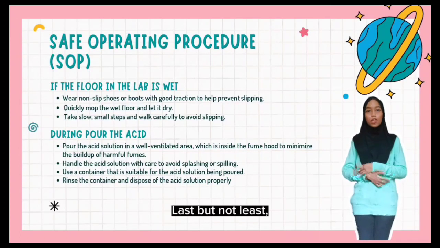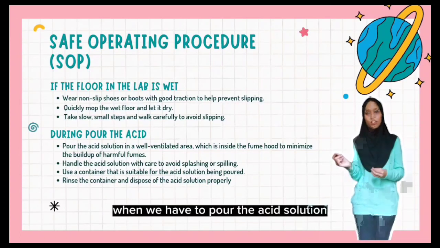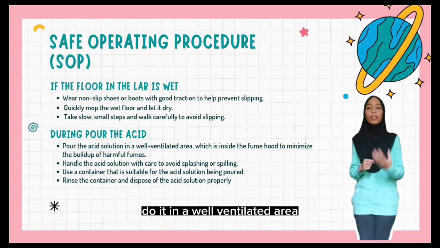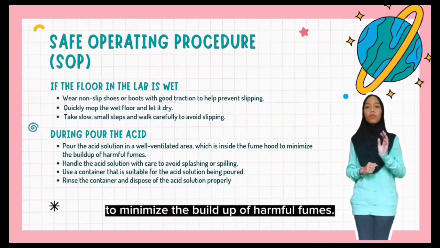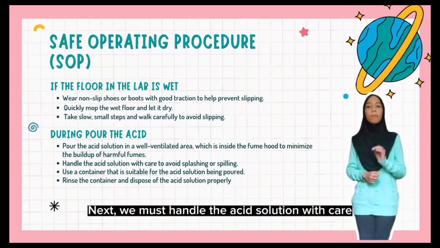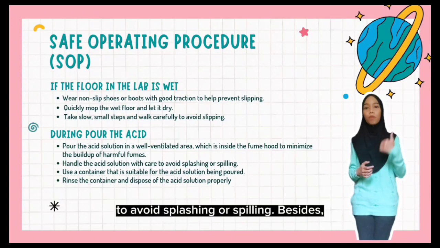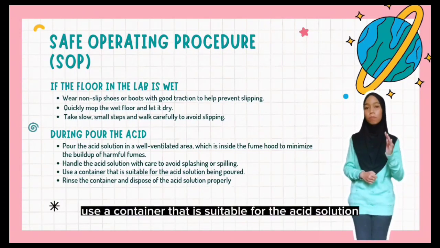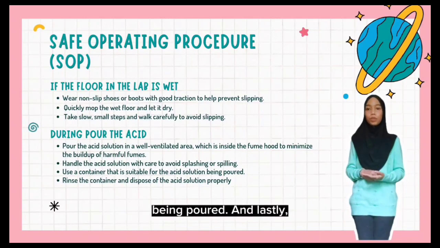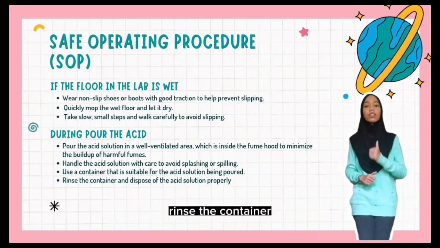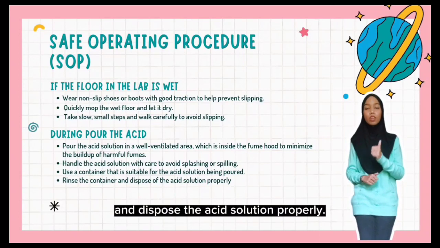Last but not least, when we have to pour the acid solution, do it in a well-ventilated area, which is inside the fume hood, to minimize the build-up of harmful fumes. Next, we must handle the acid solution with care to avoid splashing or spilling. Besides, use a container that is suitable for the acid solution when pouring. And lastly, rinse the container and dispose of the acid solution properly.